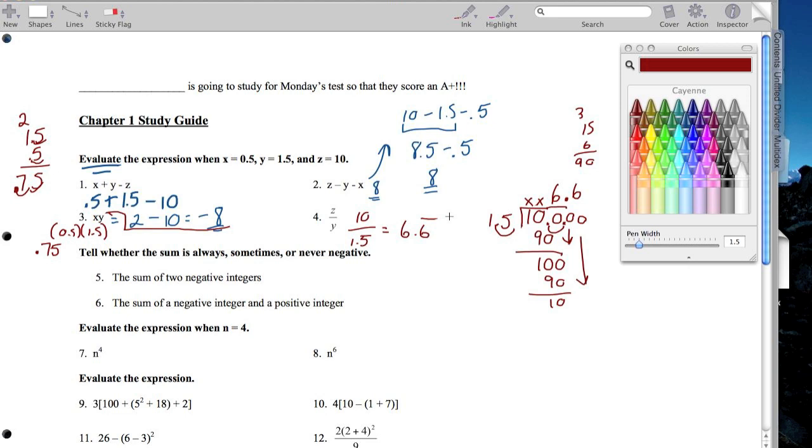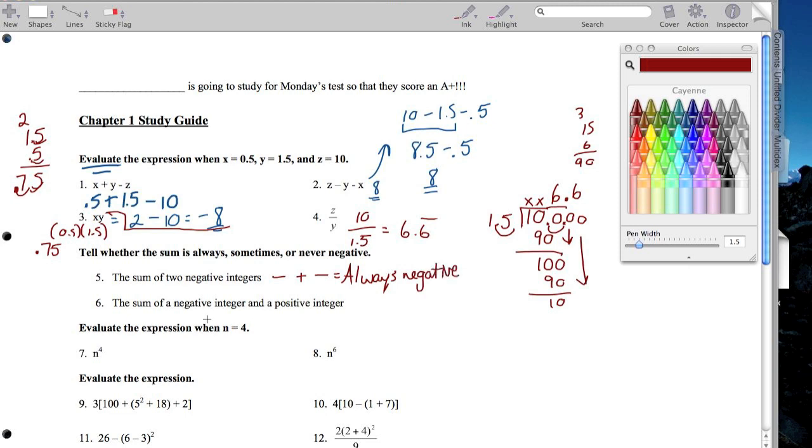Okay, let's take a look at number 5. We have this to tell whether the sum is always, sometimes, or never negative. And number 5, the sum of two negative integers. So that means a negative plus a negative. This is always going to be negative because you're going further down the number line. Negative plus a negative is always negative.